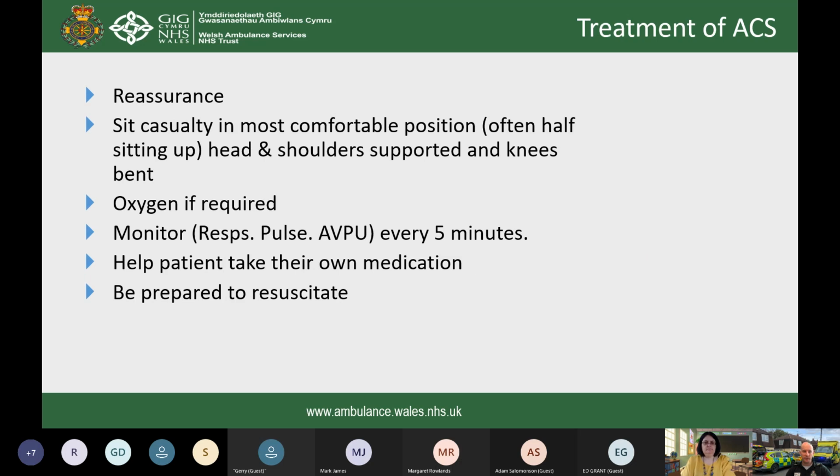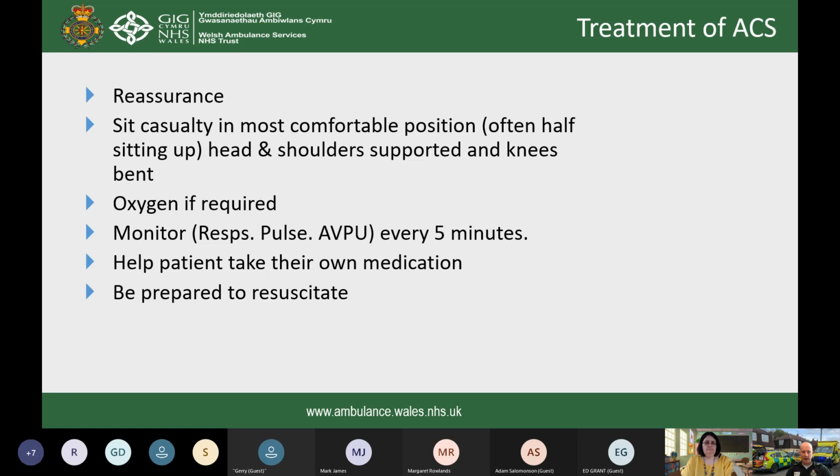So treatment, same as before, we're going to reassure them. We're going to sit them down, make them comfortable. W position is what the textbooks say because it eases the stress on the heart. But just put your patient in the best position for them. If getting them on the floor and legs up is going to stress them out, then just make them comfortable. But if you think they're going to go into an arrest, then it's better for them to be on the floor.